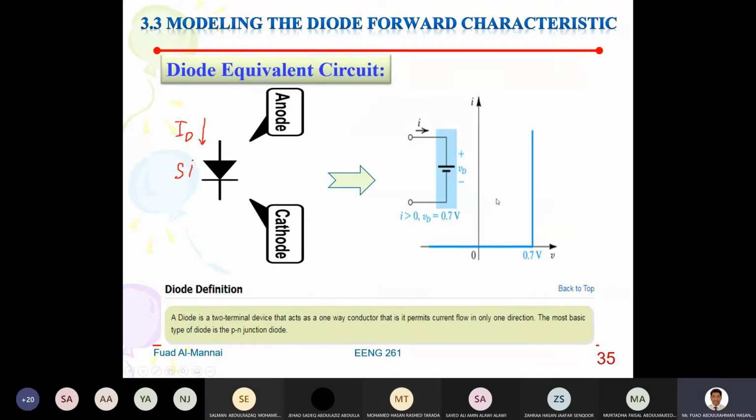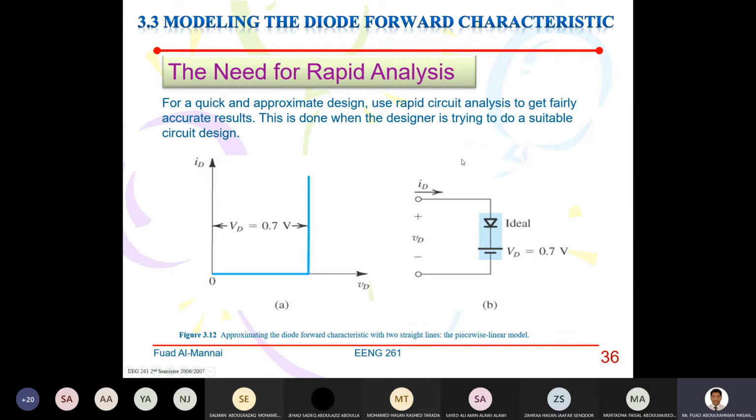Now, is this exactly, or approximately, the same as the normal diode? Well, not really, not quite. Why? Because the diode curve should be exponential like that. It's not like this. Now, slide number 36.